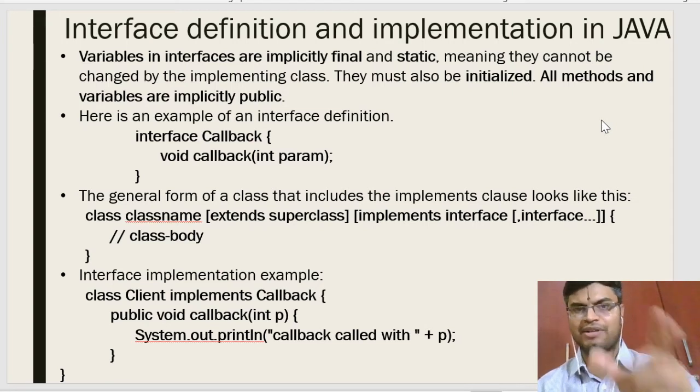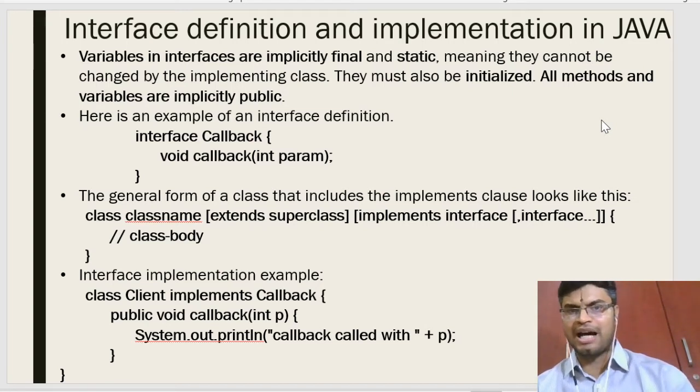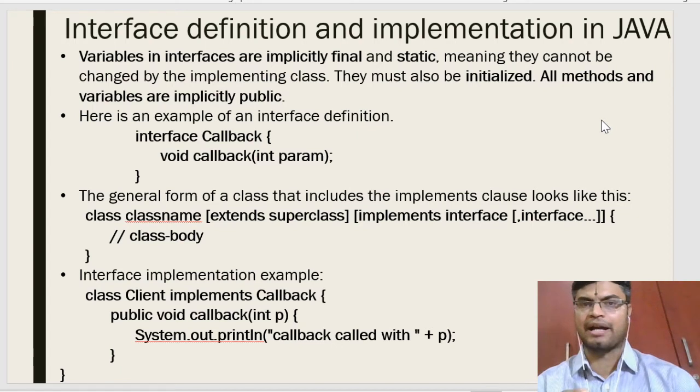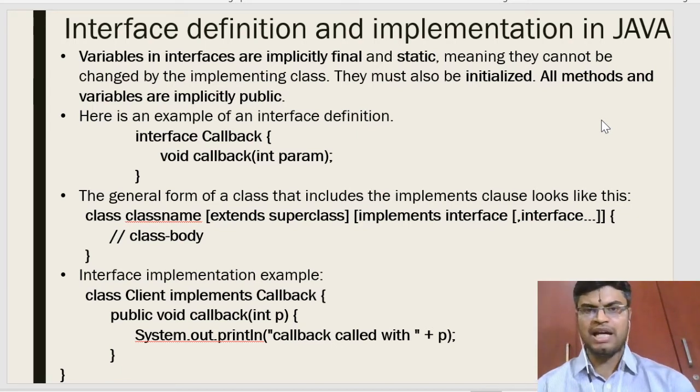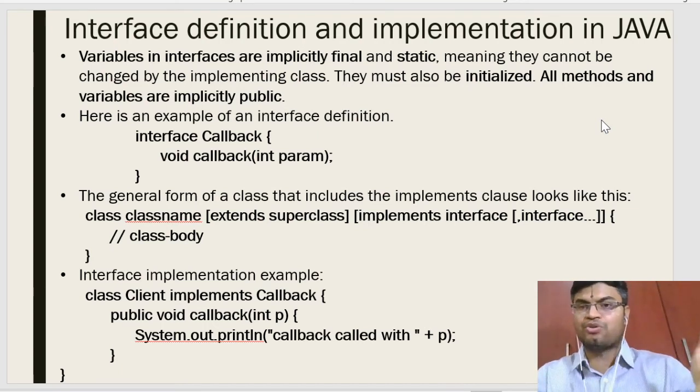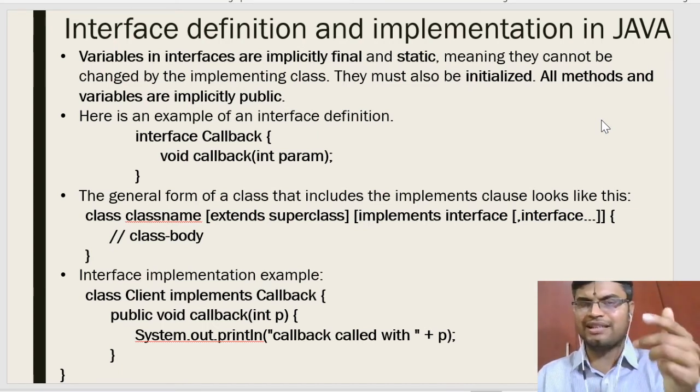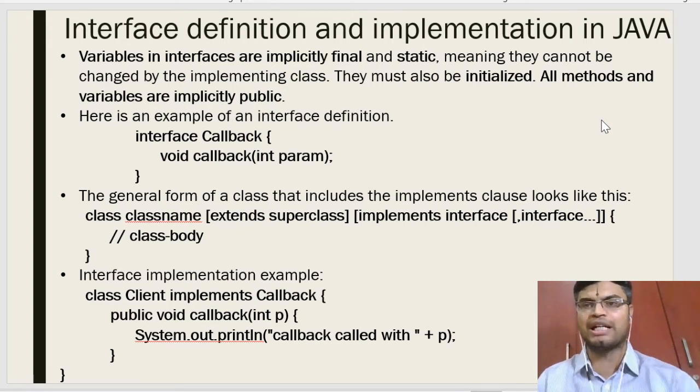Within that class called client, I have defined my function callback, with the parameter int p. Inside the curly braces, I have written a println statement. That means I have defined what that function is going to do. It is basically going to print "callback called with" so and so. That is what is going to get printed. So this is a very basic example of how interfaces work in Java, guys.